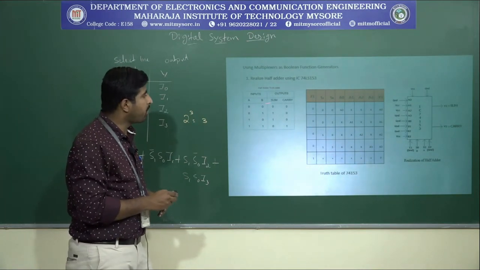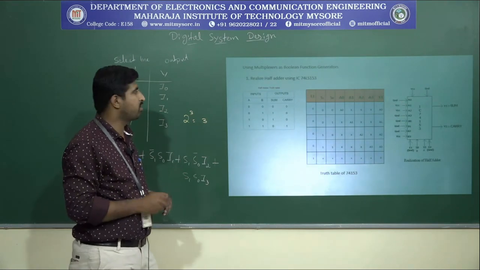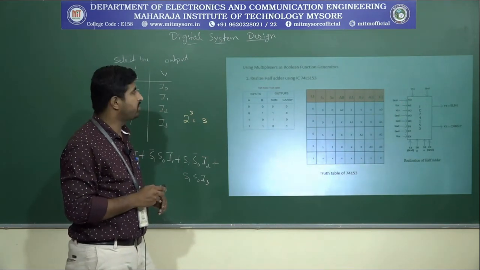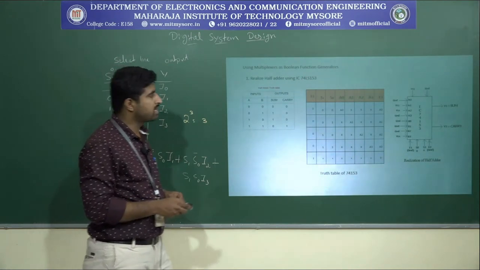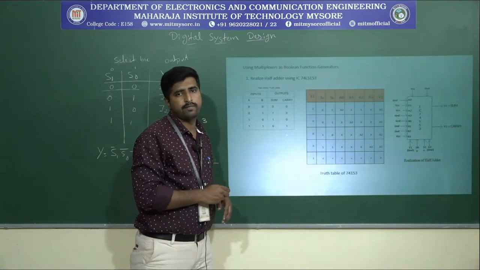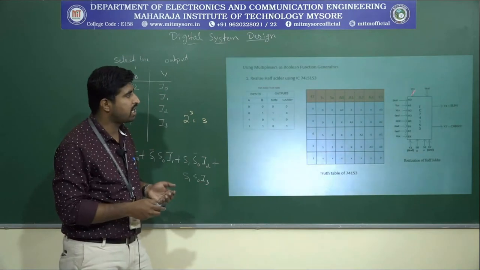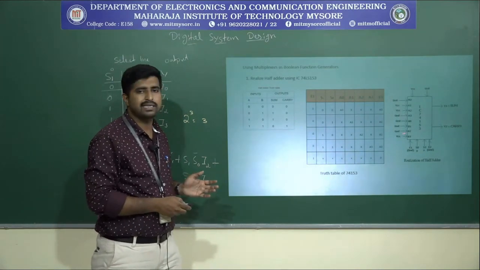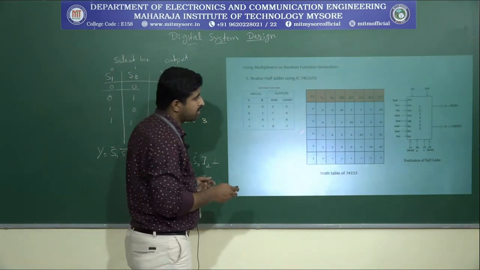Now we need to implement this logic by using the IC 74153. So that is the problem, right? We need to realize the half adder by using the 74153, so that means the 74153 IC must act as a half adder. Then how will the connections be? How will the IC be configured? Let's understand here actually.